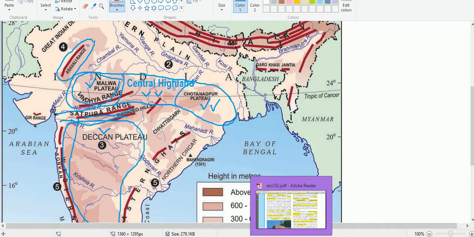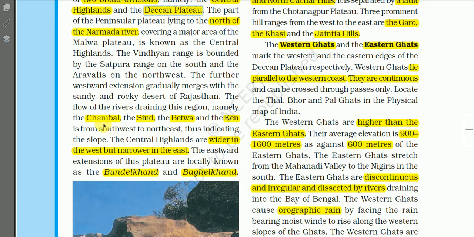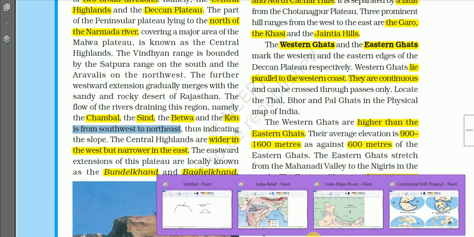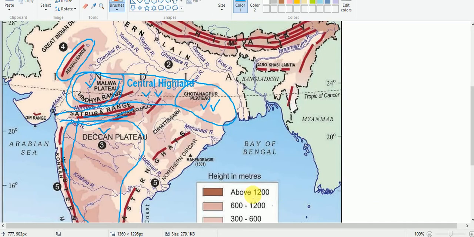And other rivers, as mentioned in our book, in this region we find rivers flowing: Chambal, Sind, Betwa, Ken, from southwest to northeast, indicating the slope. That means you know the direction of rivers, so the direction of the slope. That means the slope here in this part is from southwest to northeast.